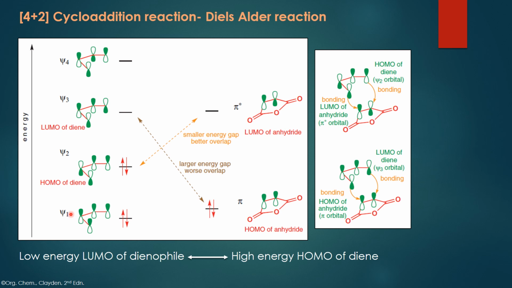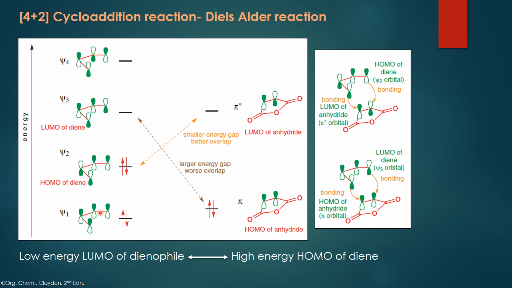So this is the molecular orbital diagram for butadiene. How many pi electrons does butadiene have? It has 4 pi electrons, hence psi 1, psi 2, psi 3, psi 4. That means we have 2 bonding molecular orbitals and 2 antibonding molecular orbitals. Antibonding molecular orbitals stand at a higher energy than the bonding molecular orbitals.